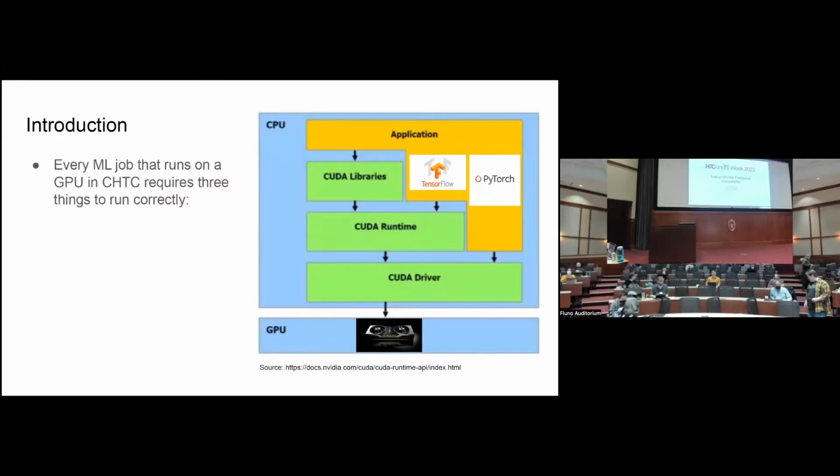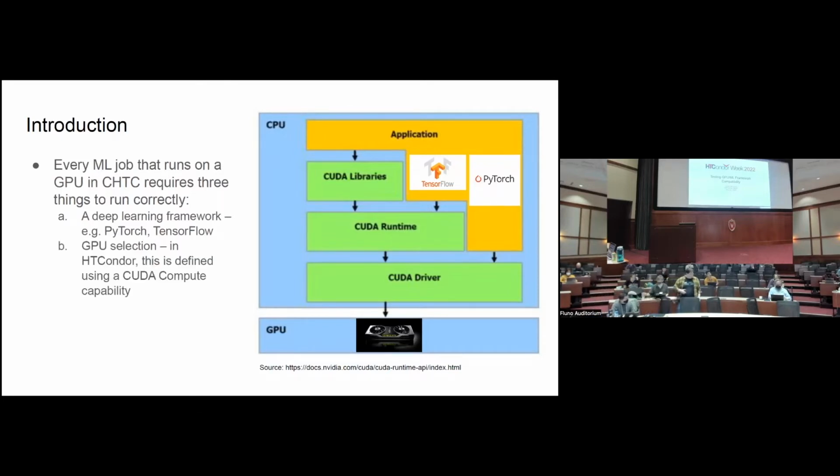I want to try to frame this problem by first talking about what goes into running a machine learning job on CHTC using resources like GPUs. Anytime a researcher has a machine learning job that they want to run on CHTC with a GPU, they need three things. First, they need to write their machine learning code, and we're assuming that they're doing that in something like PyTorch or TensorFlow. And importantly, associated with PyTorch and TensorFlow, there's going to be some kind of a version number. So you might pick TensorFlow 2.6 or PyTorch 1.10. And that's a decision that a researcher needs to make when they're writing their code.